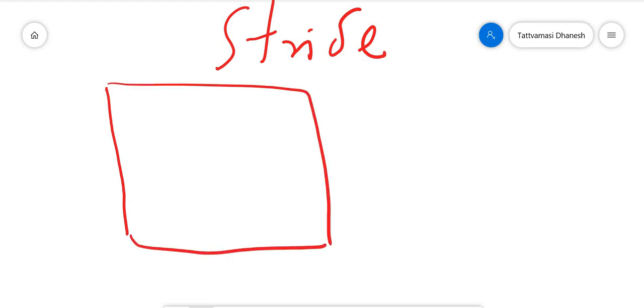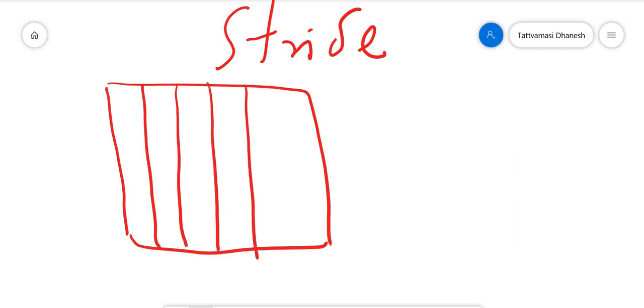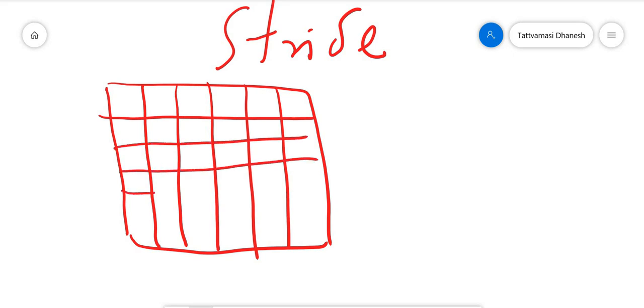This is our image. Let's assume it is a 6 by 6: 1, 2, 3, 4, 5, 6, and 1, 2, 3, 4, 5, 6. This is a 6 by 6 image. See our filter, let us assume this is our filter. First we placed the kernel or filter like this. For a stride of 1, the jump will be like this. This is for a stride of 1.